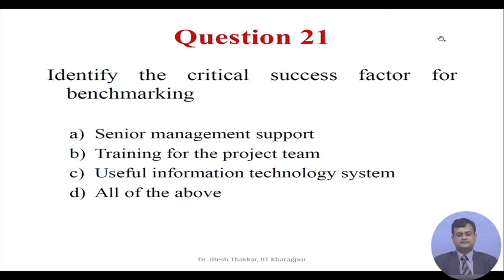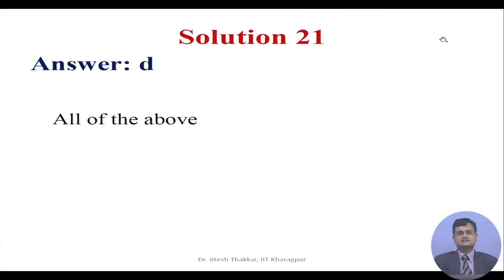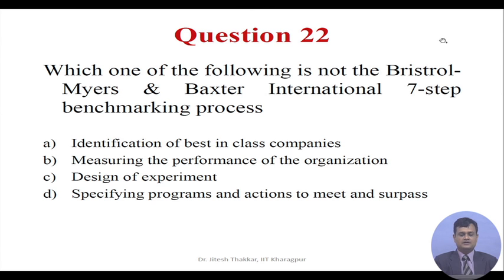Question 21, identify the critical success factor for benchmarking. A, senior management support. B, training for the project team. C, useful information technology system, and D, all of the above. The correct answer is D, all of the above.